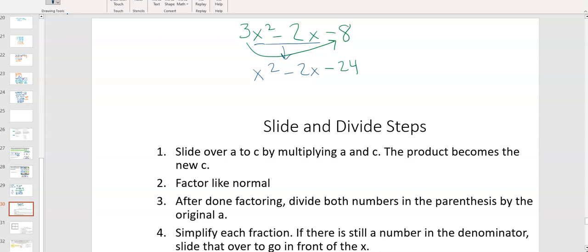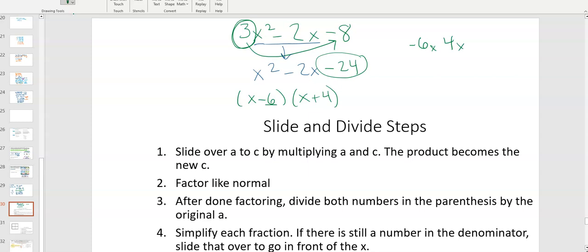Okay, now we're going to factor like normal. So I'm going to still say, okay, what are my factors of negative 24 that would add to make negative 2? So we found out in the last one that was going to be negative 6 and positive 4. Okay. And we are going to write those out: x minus 6, x plus 4.